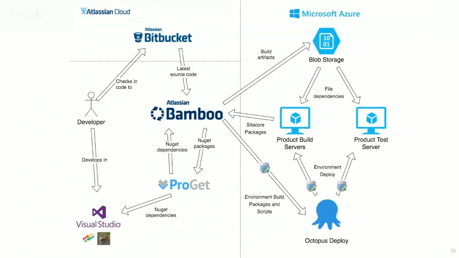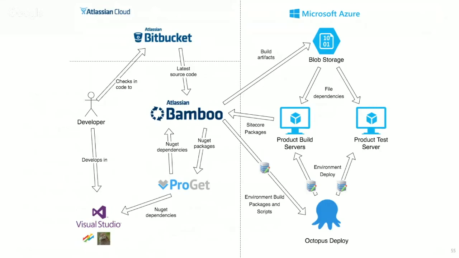It's ultimately, after running the build, pushes those build artifacts as well as the automation system itself, the automation scripts, through Octopus Deploy to a build server. This is where SIM executes. We set up the Sitecore instance with that latest build.